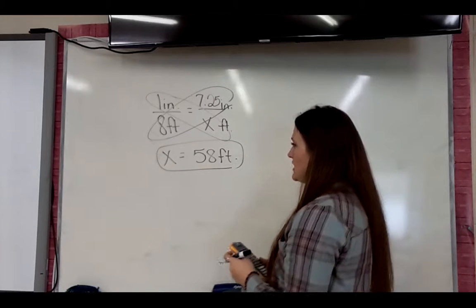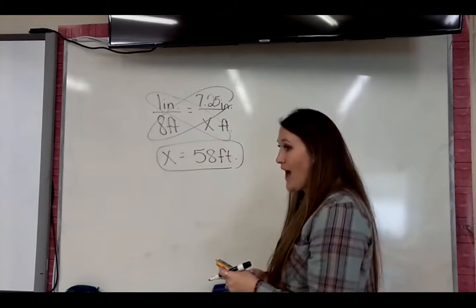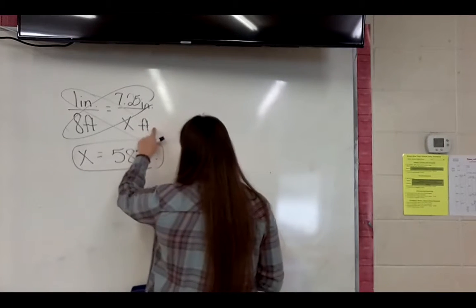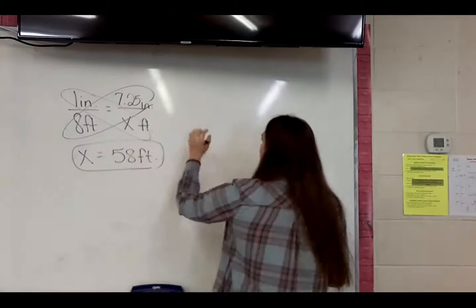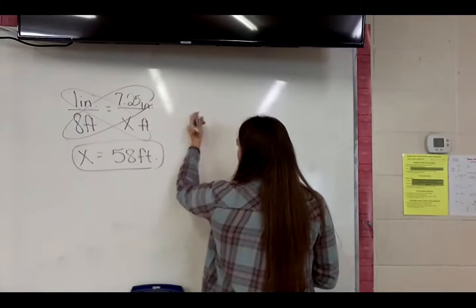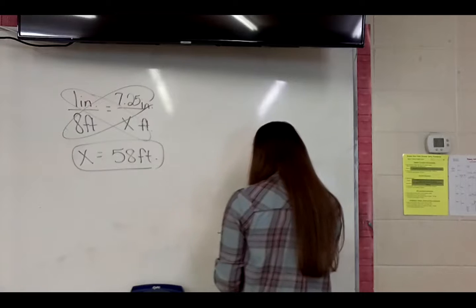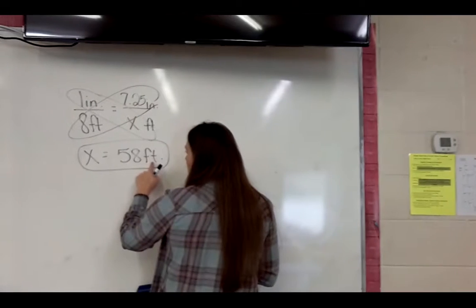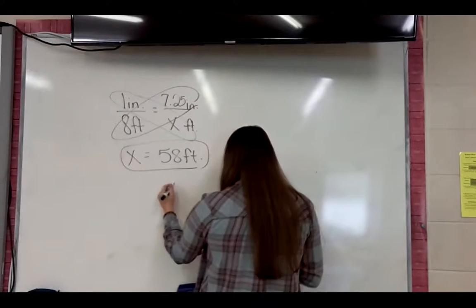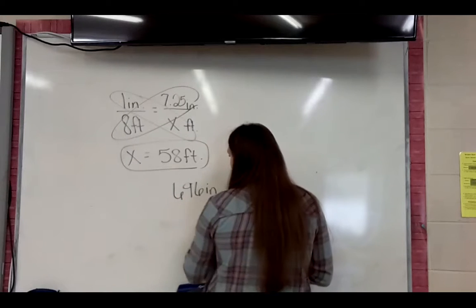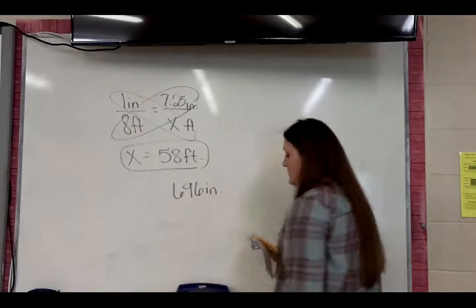If they had wanted us to find the scale factor, we would come back up here. We have inches and feet. There's 12 inches in a foot. So we would say 58 times 12 to change this to inches, basically, to know that it is 696 inches wide or 58 feet wide.